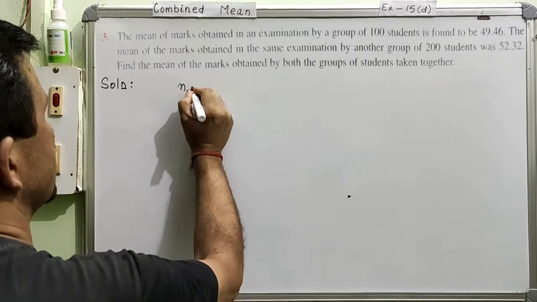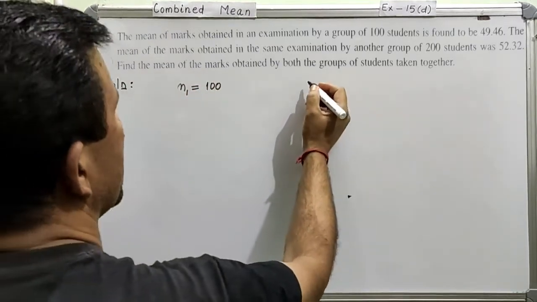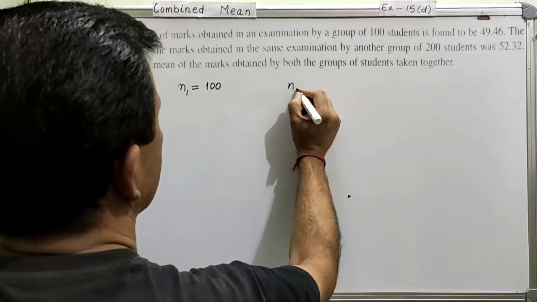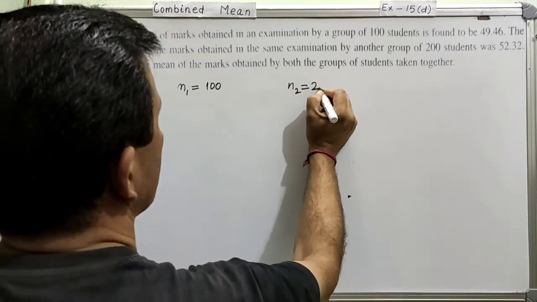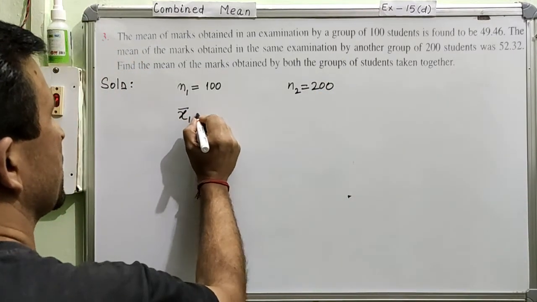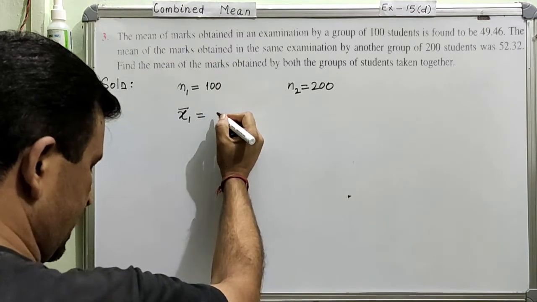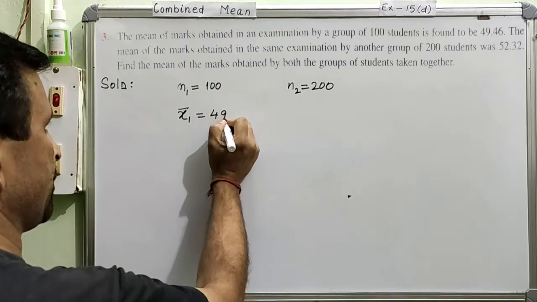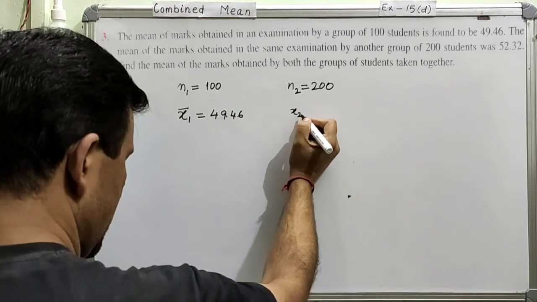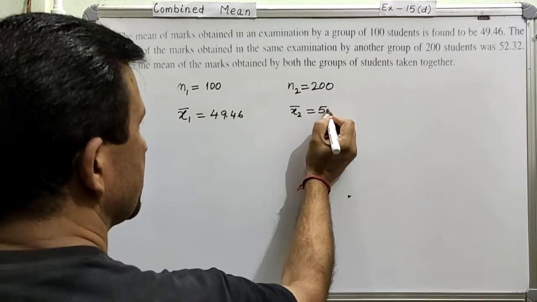The N1 is equal to 100 students, right? And N2, the other group, is 200, right? The mean of this first group is 49.46, and the average of the other group is 52.32.